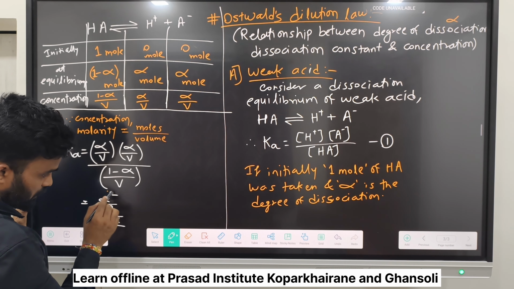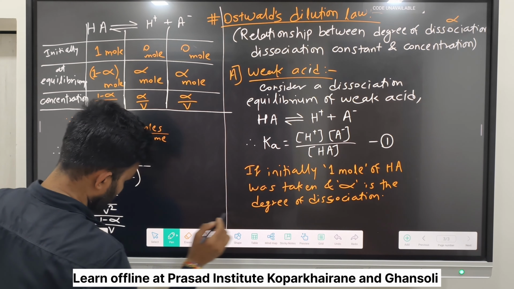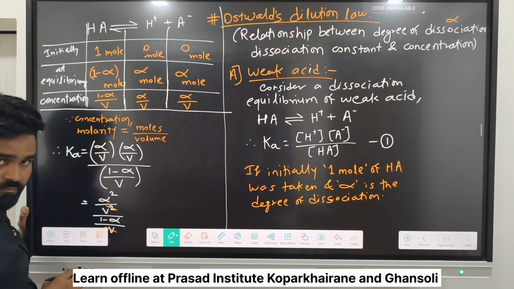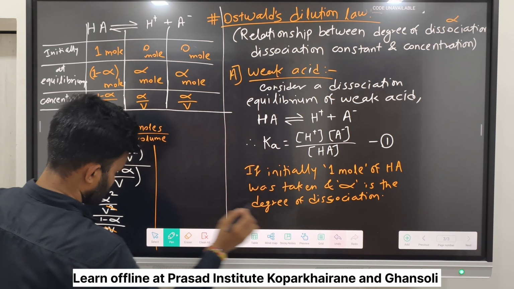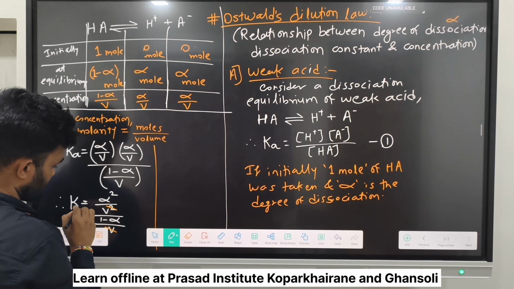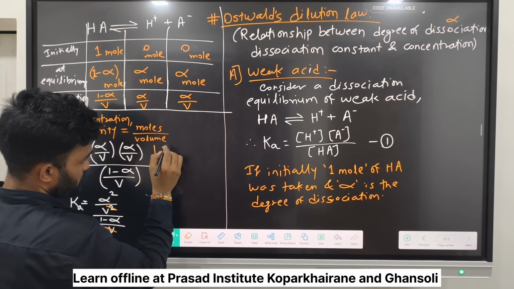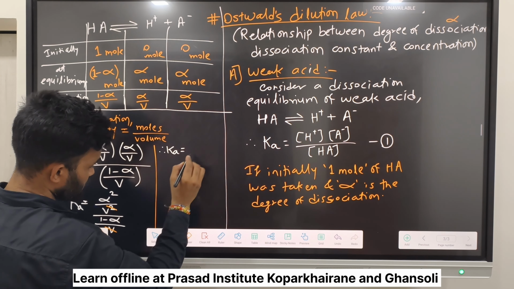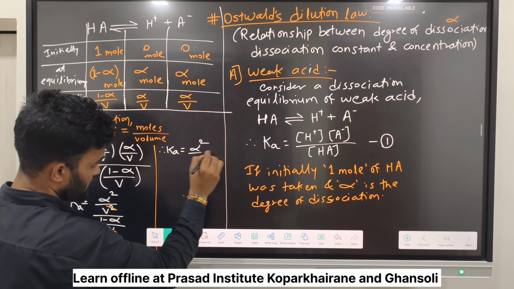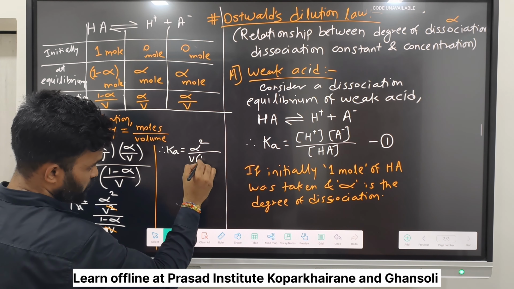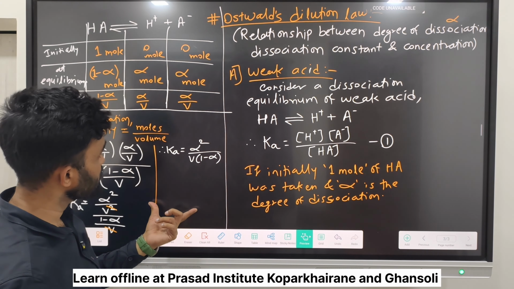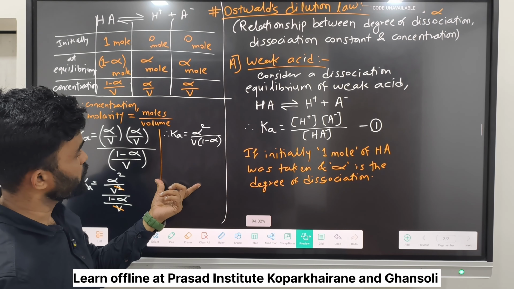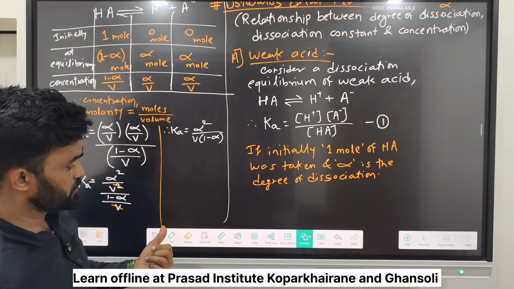So can we cancel alpha? One minute, not alpha. Can we cancel this V square and V? Yes. So now what remains? Therefore Ka is equal to alpha square upon V into 1 minus alpha. Okay, this is our point till now. I hope we all are okay with this.